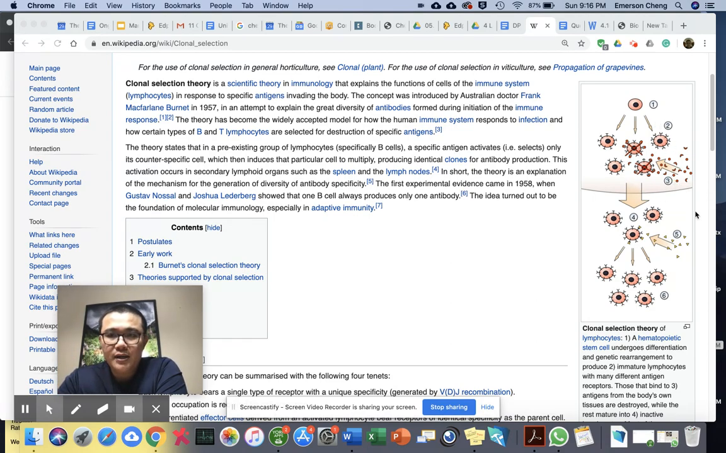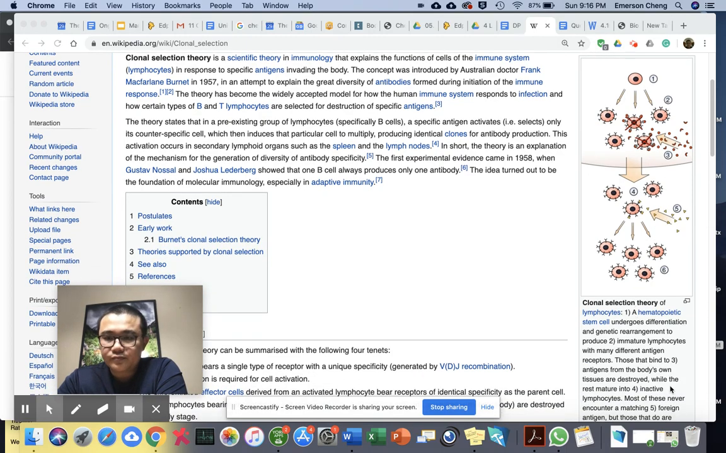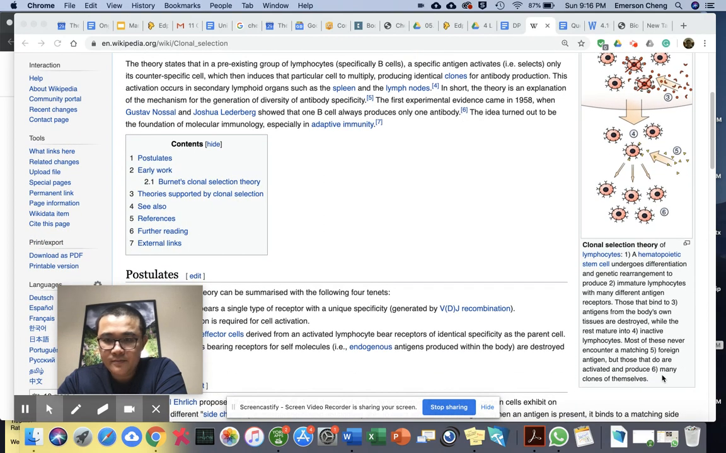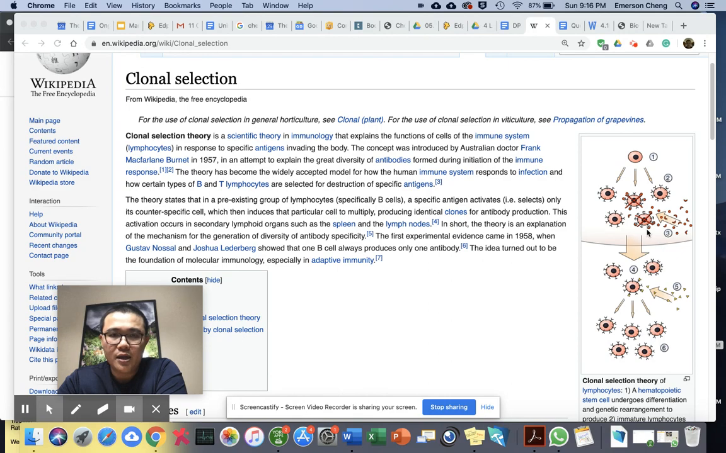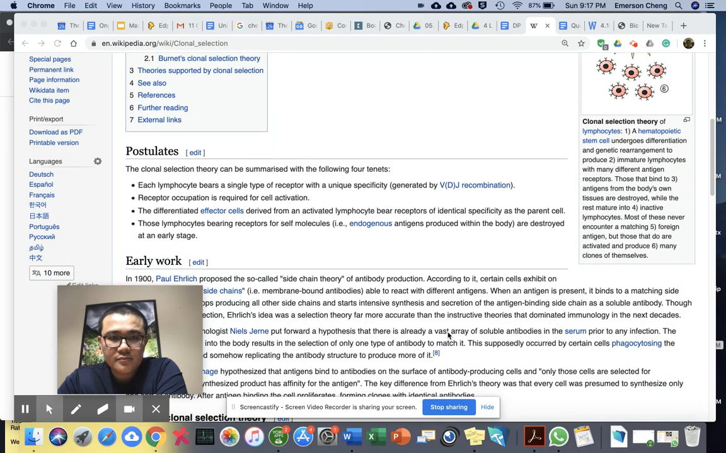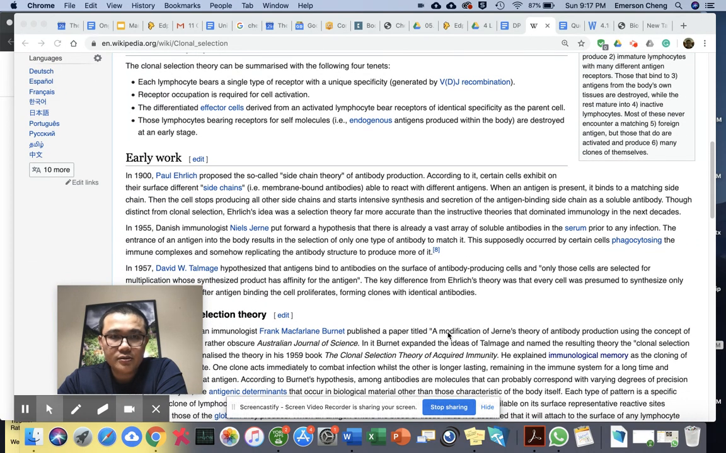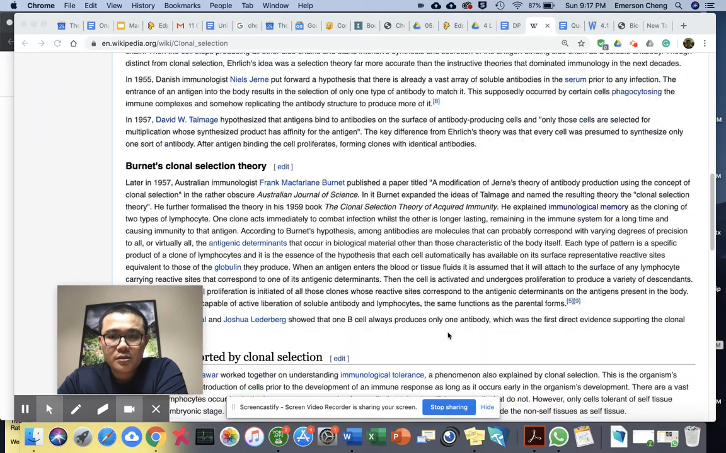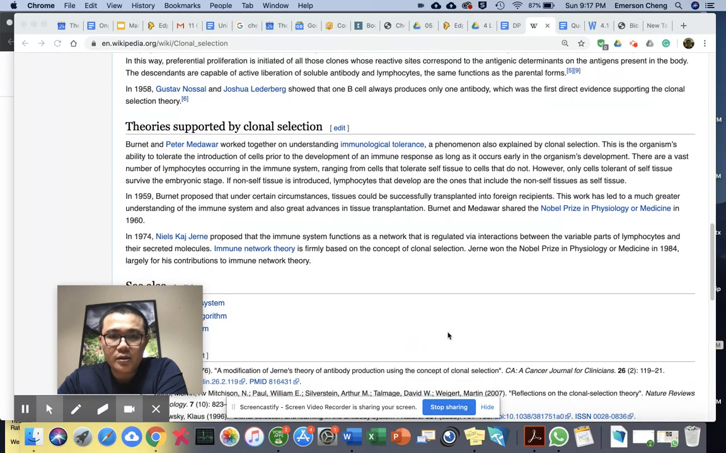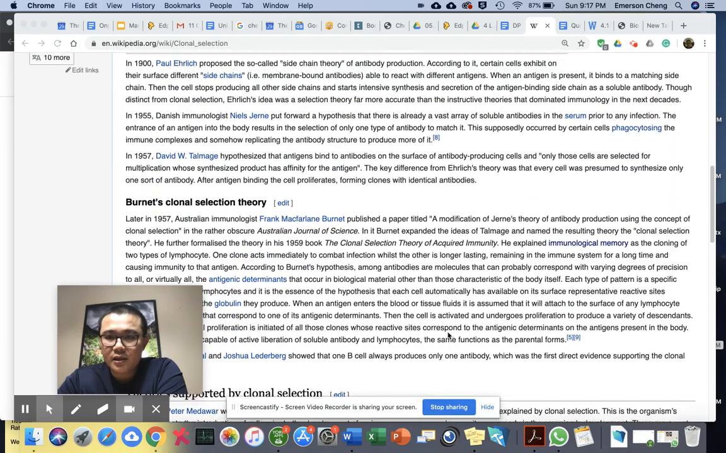Now, there are two kinds of selections. There's one which they called, I forgot the name of it. Is it negative selection? Yeah, negative selection. Just double checking. Negative selection, negative selection. Okay. I can't find it right now.